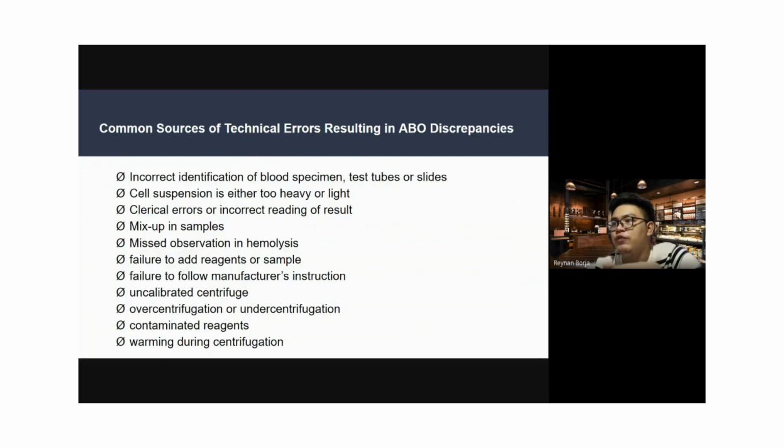Warming during centrifugation. So, possible, di ba, as I said, yung mga ABO blood groups natin are IgM. Pag sinabi natin IgM, these immunoglobulins best react at room temperature. So, kapag nag-warm siya, baka mawala yung reaction or mag-overreact naman siya. Okay? Na-gets?